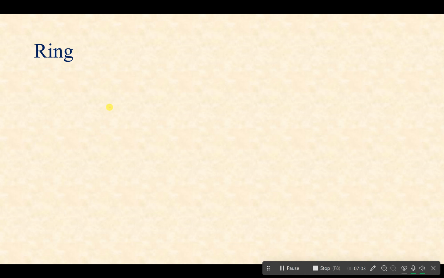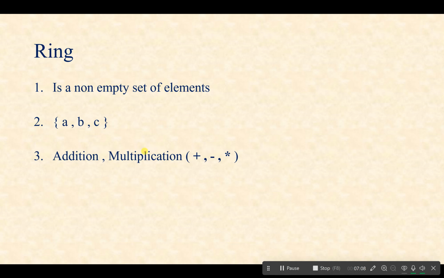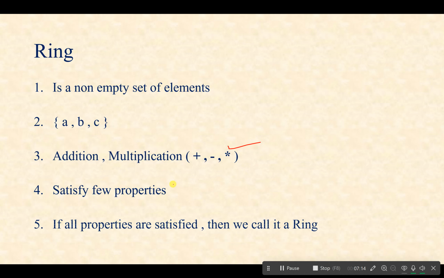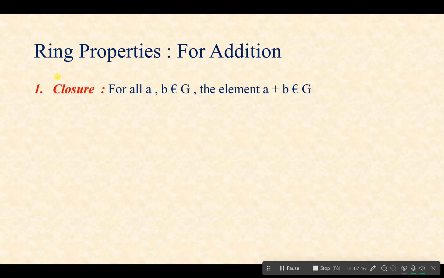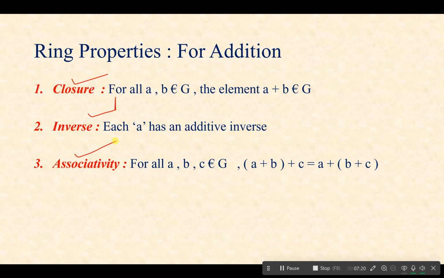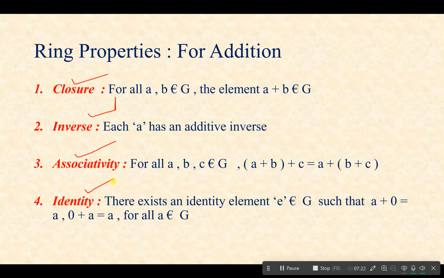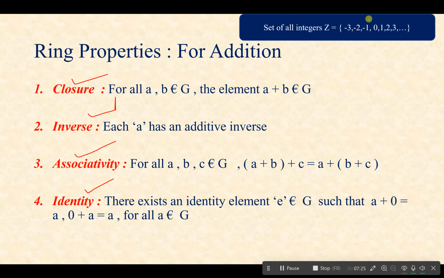Next we'll see what a ring is. A ring is also similar to a group, but an additional property should be satisfied, multiplication. That is the only change, and the remaining things are all the same. As you can see, there is the closure property, inverse property, associativity and identity axiom. All are the same.